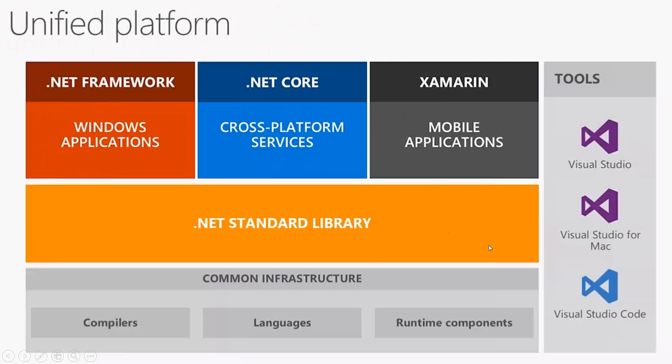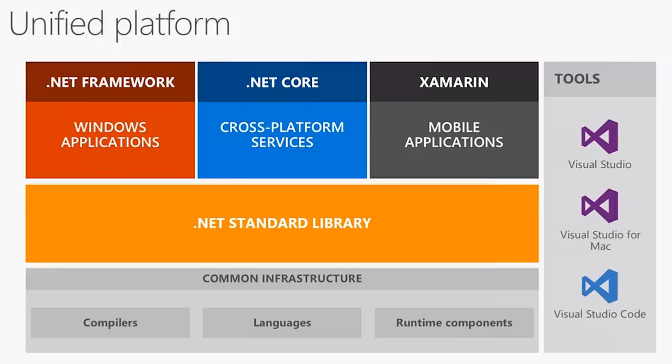So this says unified platform. If you see the bottom of this stack, it's pretty similar to what we have been seeing from ages, ever since we started .NET development. It's all about common infrastructure. There is something new which has been introduced, that is called .NET Standard Library. In this particular section, I'm not going to talk about .NET Standard Library. I'll be sticking around .NET Core itself, but maybe in future webinars we can talk about .NET Standard Library and learn more about that.